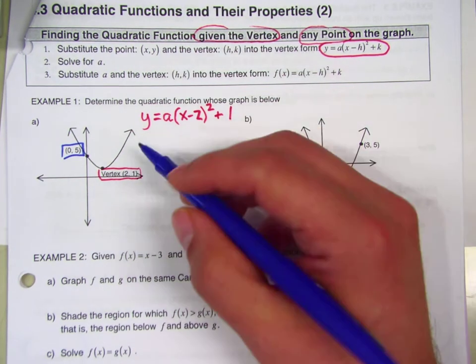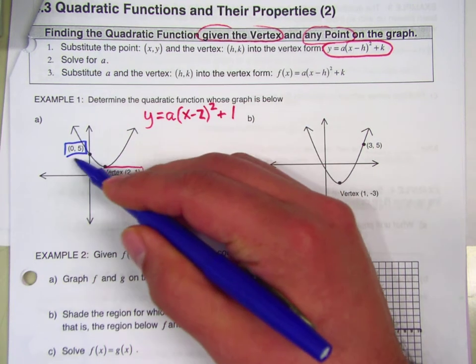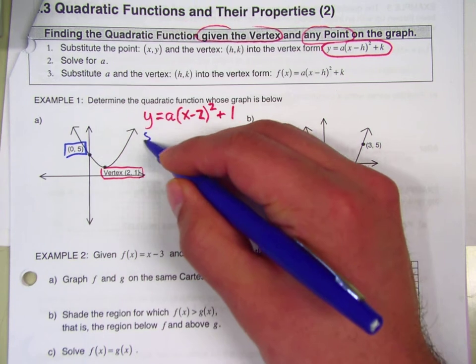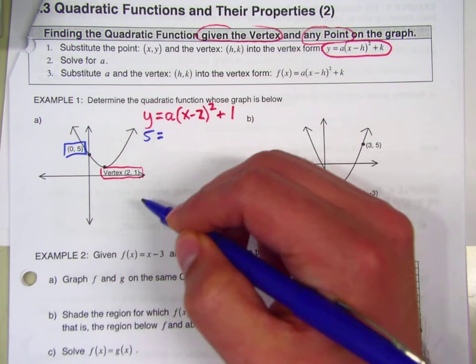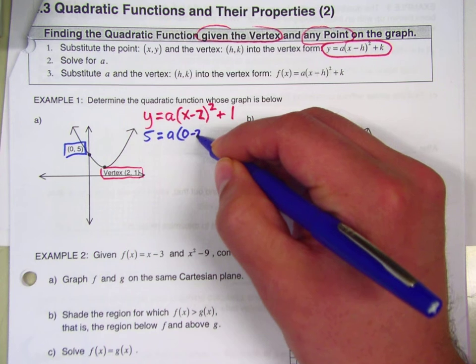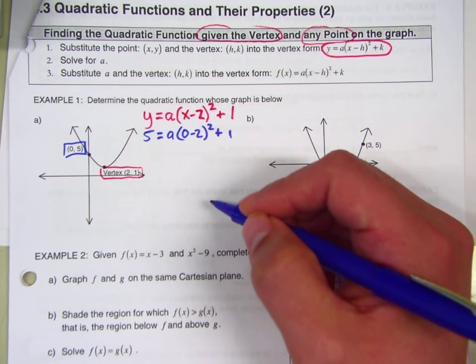All right, so the only thing we need to do now is find a. And we can always use the other point that they give us to do that. We know x is 0 when y is 5. So if I plug 5 in for y and replace x with 0, now it's just an equation that you can solve.